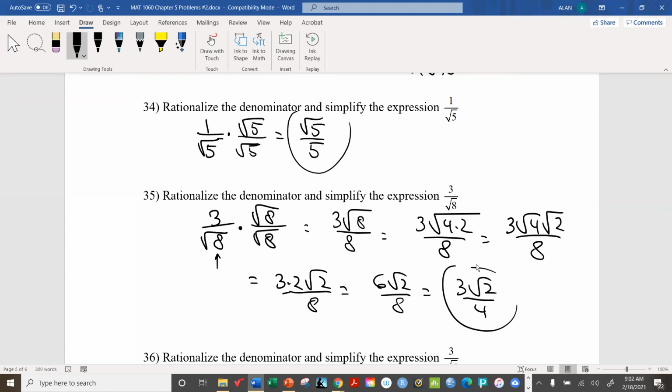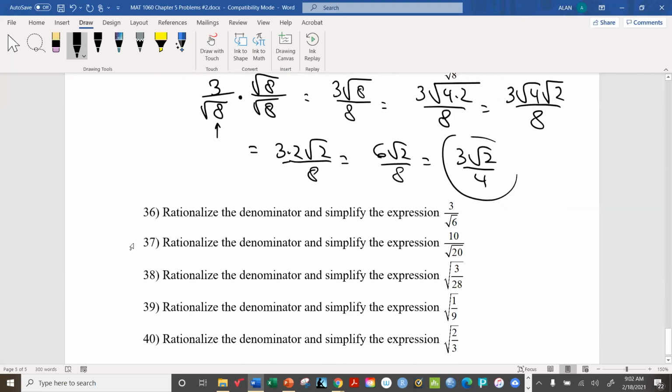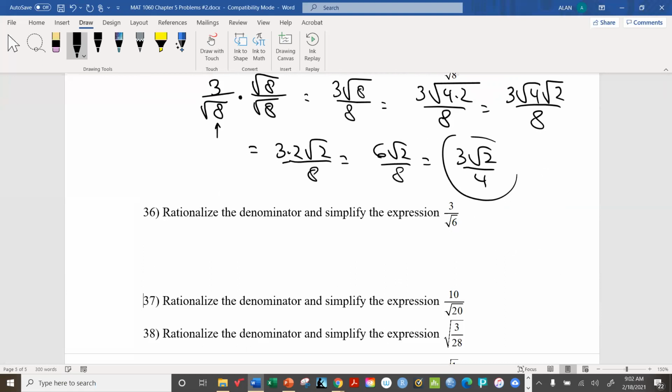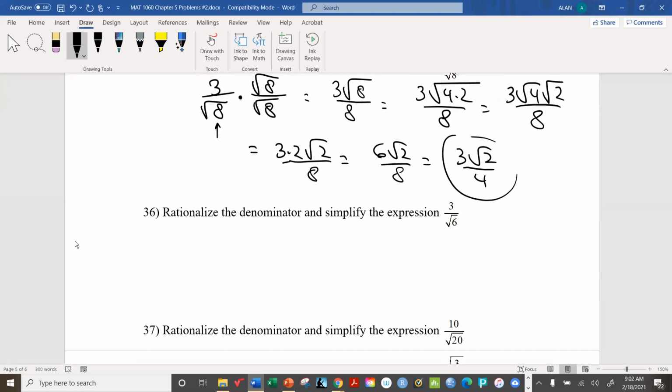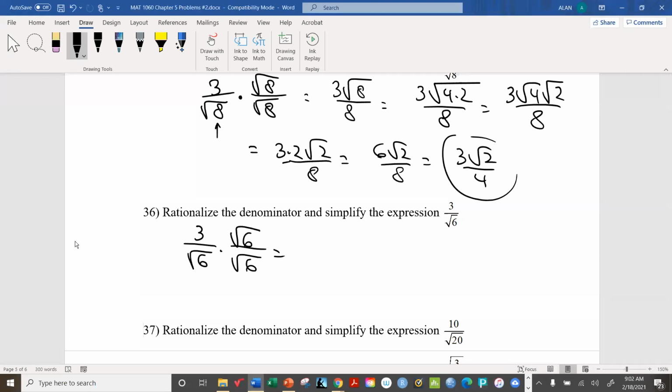All right. Now, how about this one? Whoops. So, of course, again, we're multiplying this expression by the square root of 6 over square root of 6, because that's what we have in the denominator. And this is what we end up with. And of course, 3/6 is 1/2. And that is the final result.